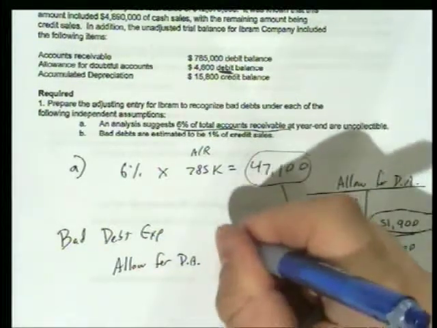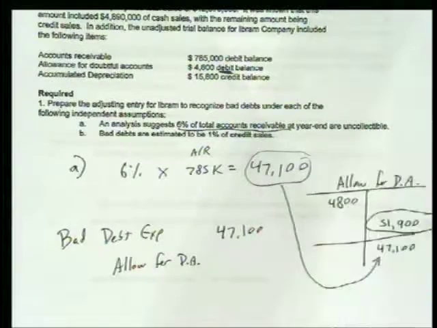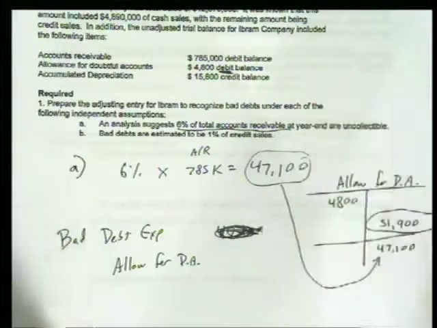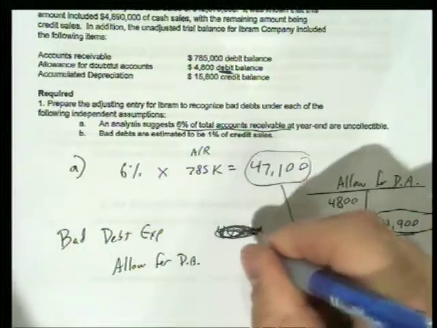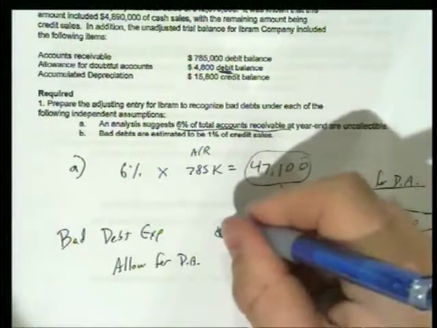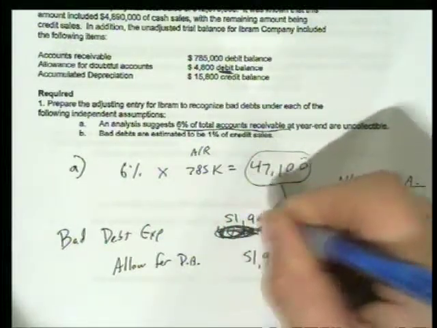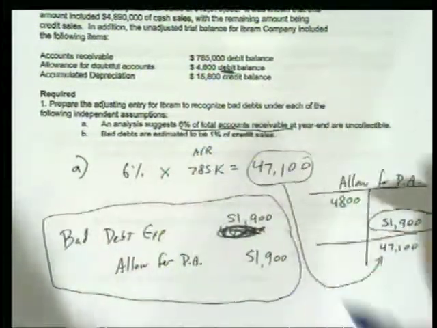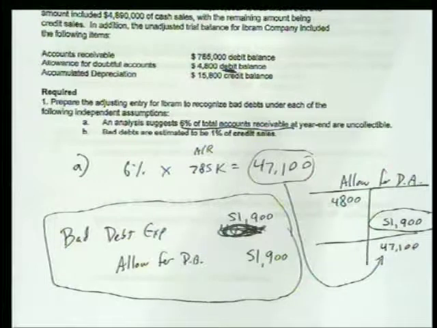No, what are you doing, Krug? I almost made the mistake myself, didn't I? It is for 51,900. Okay, a little messy, I apologize. But there is the entry, okay? A debit to bad debt expense for 51,900 and a credit to allowance for doubtful accounts for 51,900, okay? All right, any questions on that? Sorry, that was a little messy.